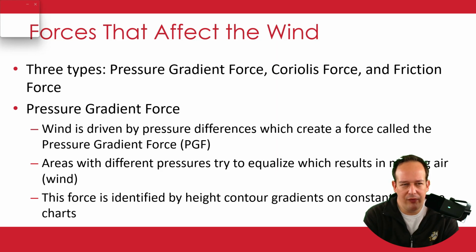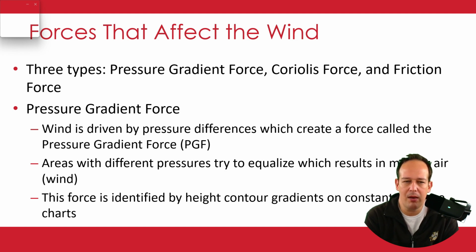And so there's three forces that affect wind: pressure gradient force, Coriolis force, and friction force. So pressure gradient force, I know it sounds like a confusing term, but it's pretty easy to understand. So pressure gradient force is wind driven by pressure differences, which create a force called the pressure gradient force. And areas with different pressures always try to equalize.